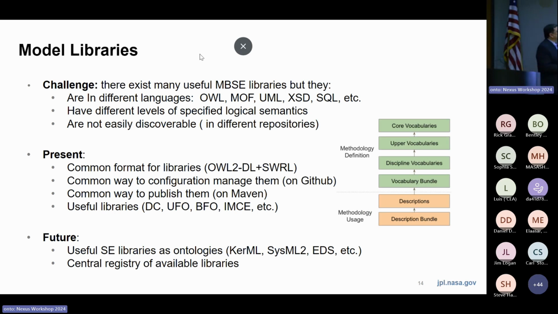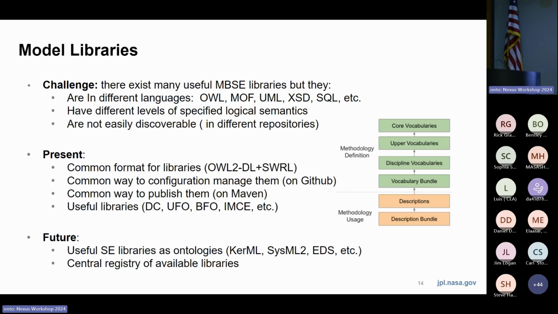In terms of model libraries, there exist a ton of libraries today, but they are siloed. They are in many, many formats: OWL, MOF, UML, XSD, SQL. They are in all kinds of formats out there. And there is a lot of good stuff there that we want to use. We want to convert it into this common ontological format such that we can build on each other's work.